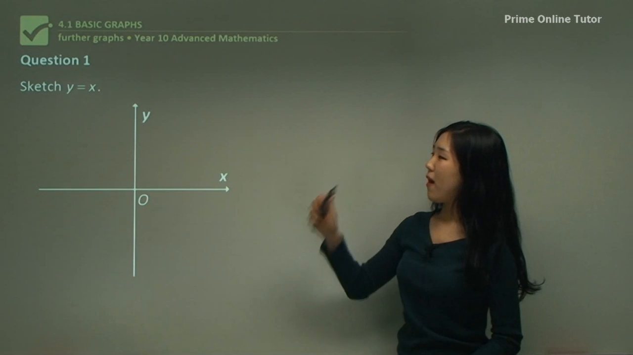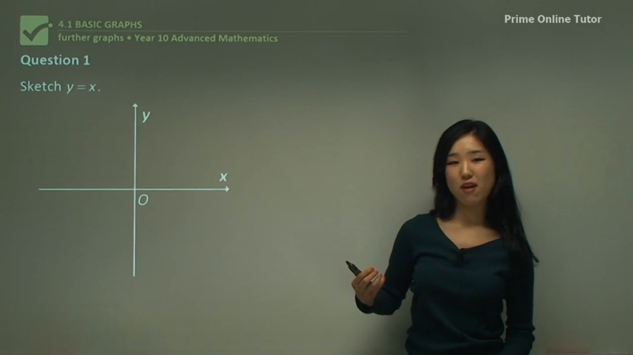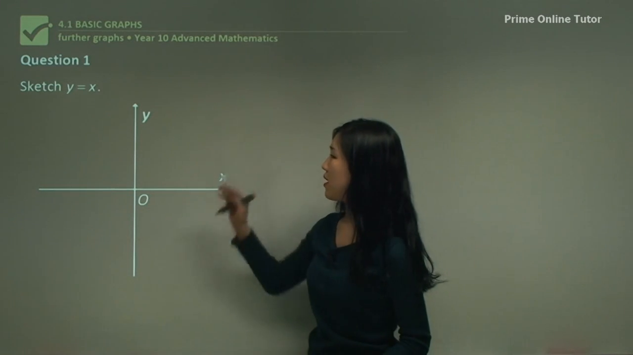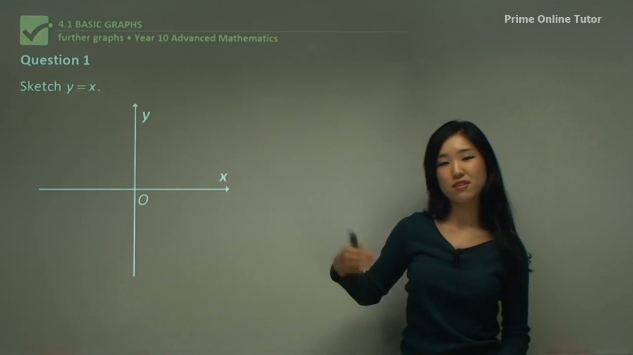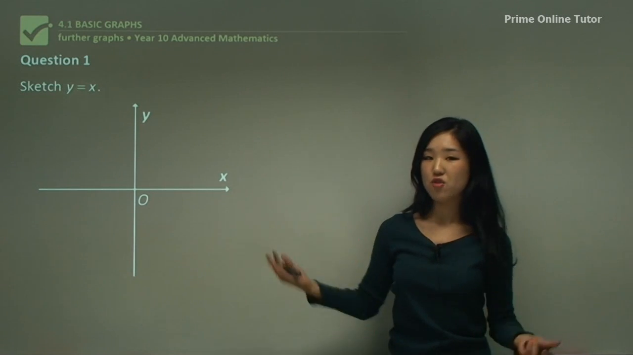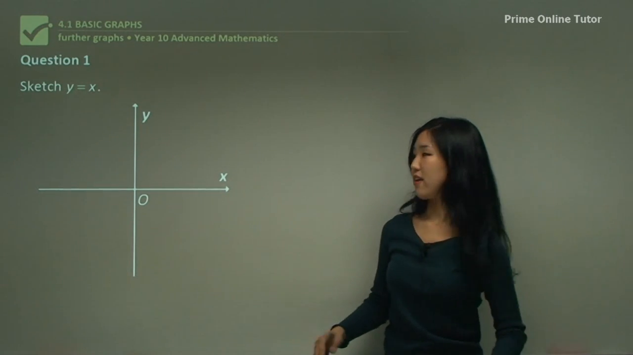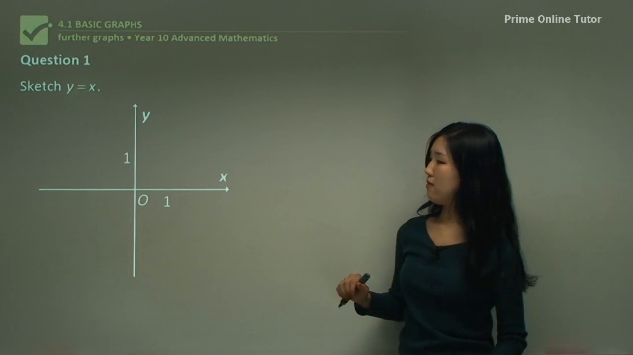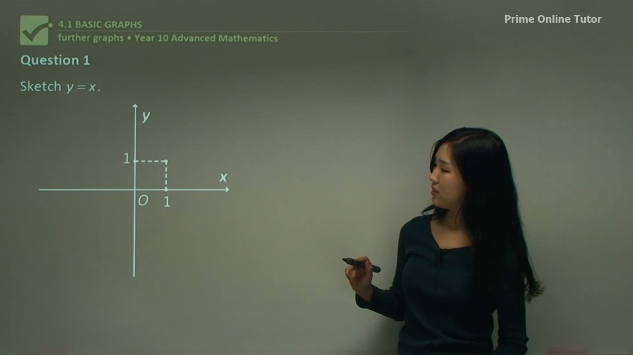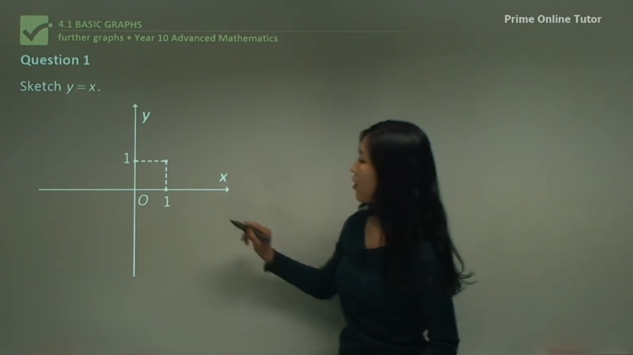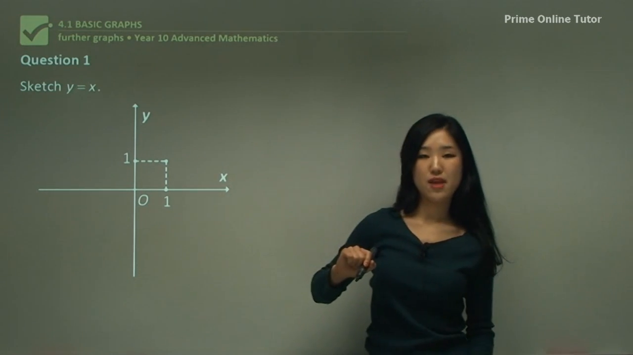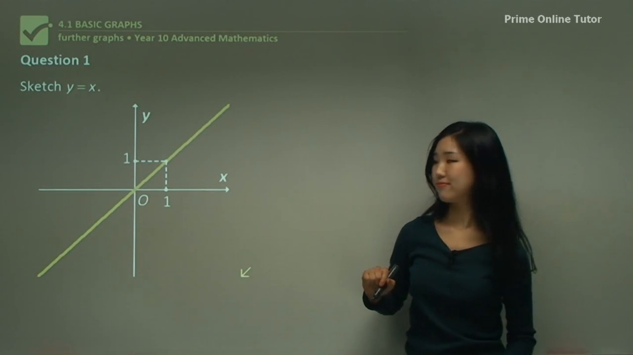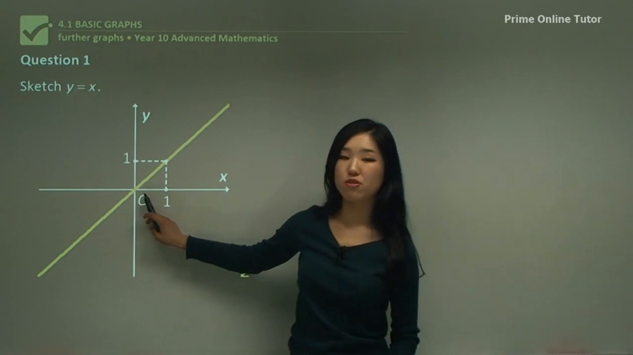All right, so y equals x. This is our most basic graph, and if y equals x, basically it means when x is 1, y is also 1. When x is 2, y is also 2. When x is 100, y is also 100, etc. So if x is 1, y will also be 1. Draw some dotted lines like that. So it will pass through that point there, like that. And it will always pass through the origin as well.